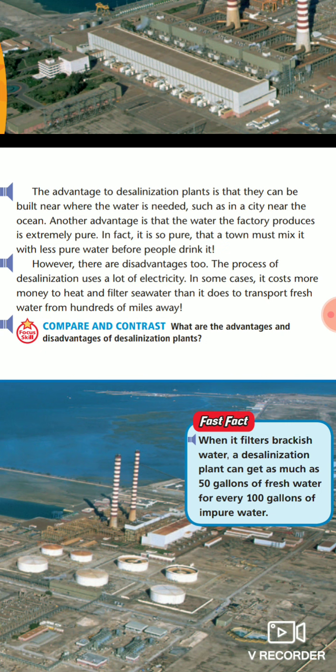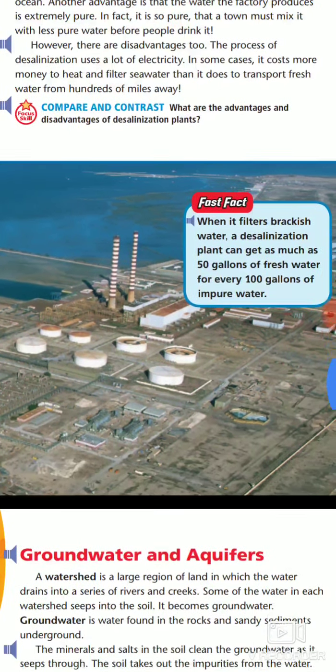In some cases, it costs more money to heat and filter seawater than it does to transport fresh water from hundreds of miles away. Fast fact: when it filters brackish water, a desalination plant can get as much as 50 gallons of fresh water for every 100 gallons of impure water.